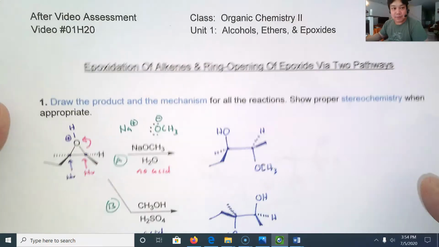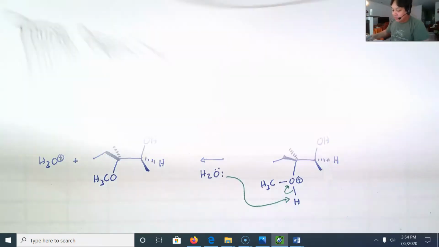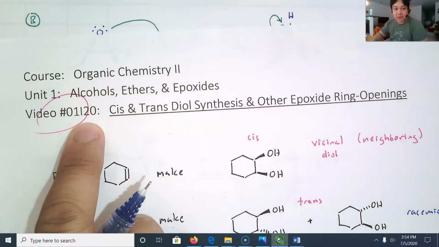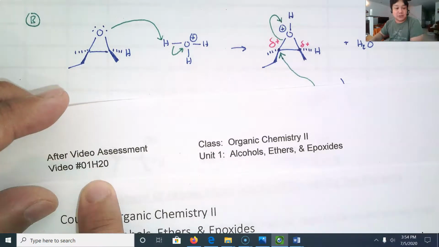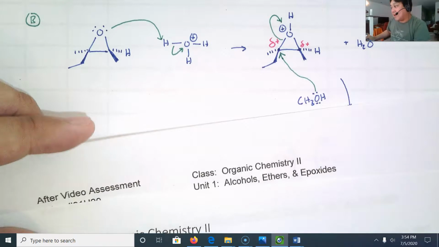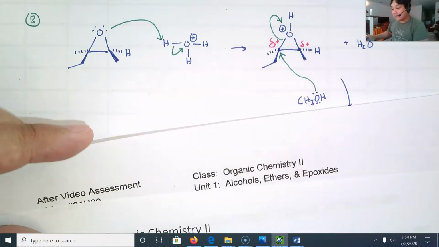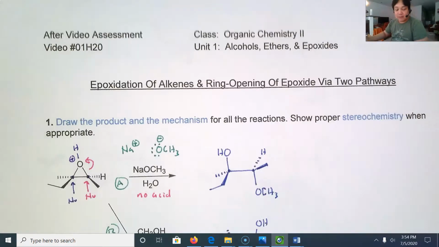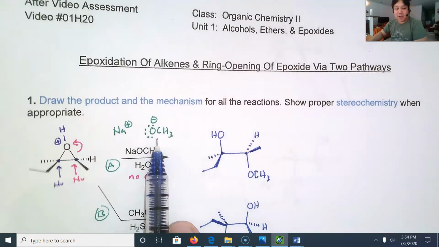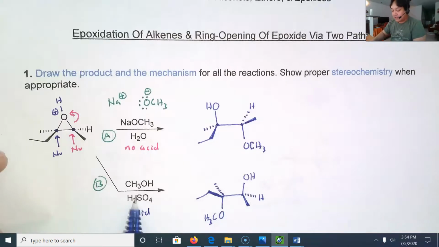With this video, 01I20, and the previous video, which was 01H20, I think we've seen maybe up to 6 different nucleophiles. If you count the differences between with acid and without acid, maybe 12 different nucleophiles. Just from this sheet here, we have OCH3 minus, we have CH3OH, methanol.